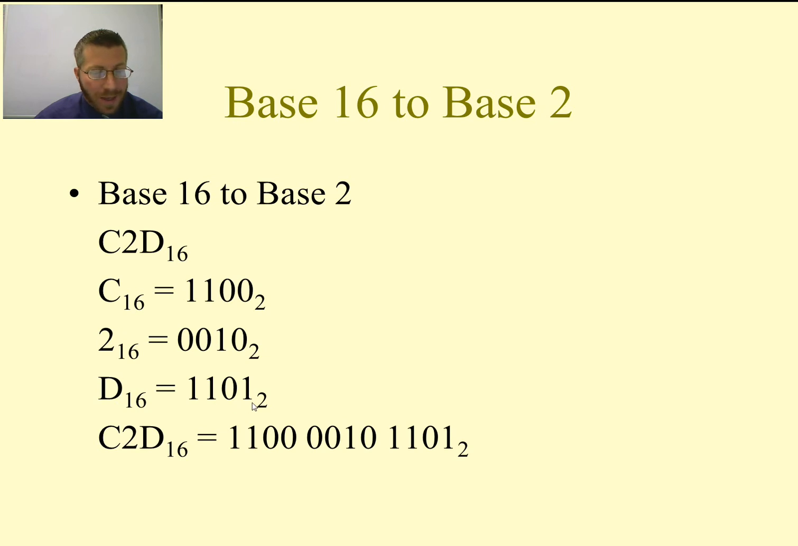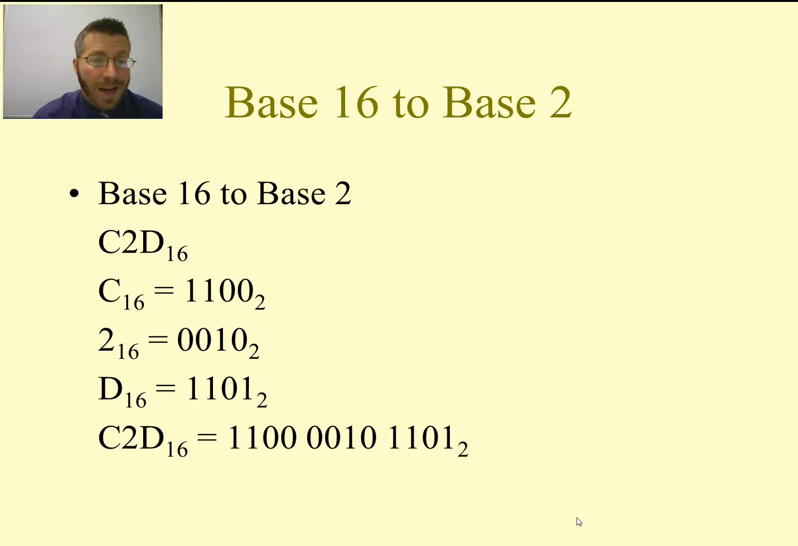All we do then is take those numbers, write them in the exact same order that they were in the hexadecimal number. So we write the C, 1100, we write the 2, 0010, we write the D, 1101. And that converts our hexadecimal to binary.